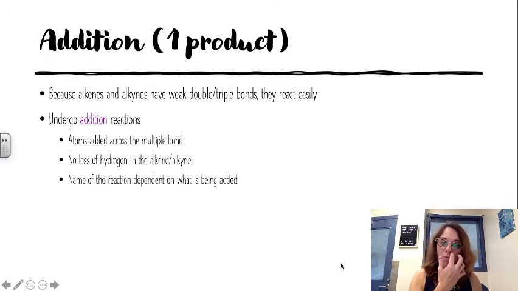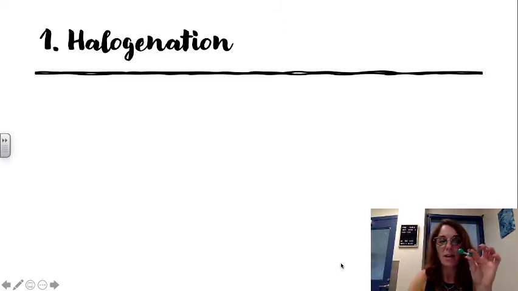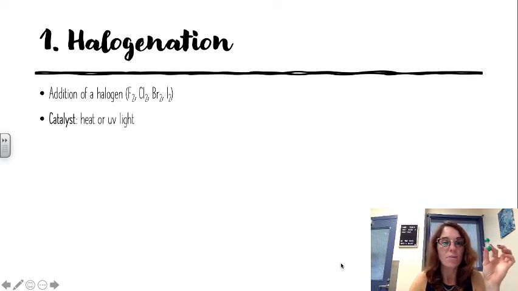So atoms are added across the multiple bond, whether it's a double bond or a triple bond. We don't lose any hydrogens at all, which is why there's only one product. And we have 3 different types of reactions that could occur, which depends on what it is that we're adding around that double bond. The first one is called a halogenation reaction. So in a halogenation reaction, we are adding, quite simply, a halogen. Okay, so here is a halogen. And the halogen could be fluorine, chlorine, bromine, or iodine, doesn't matter what it is.